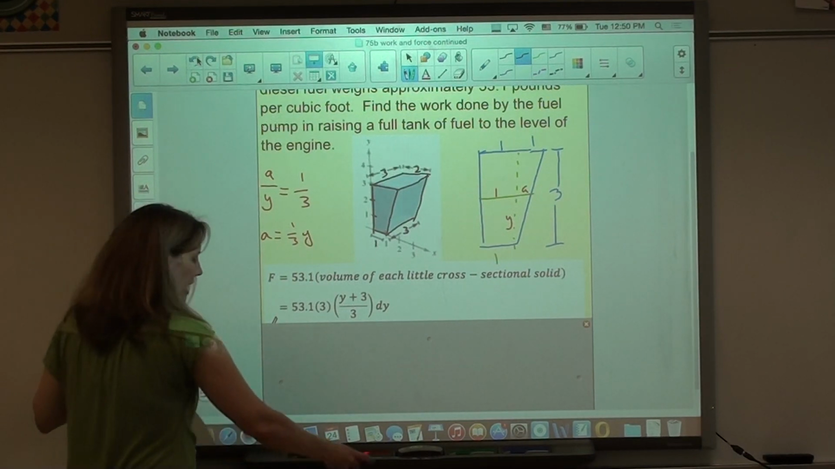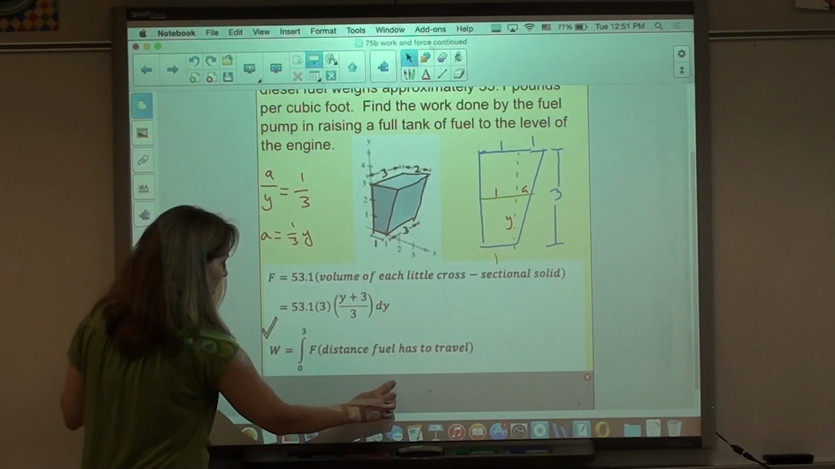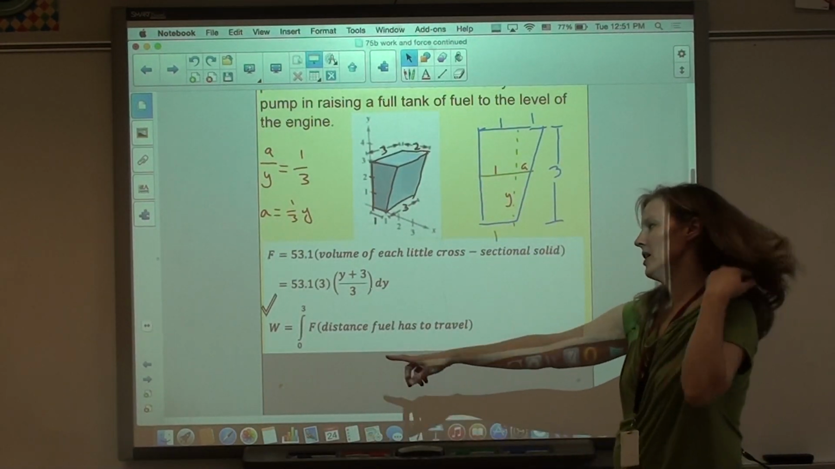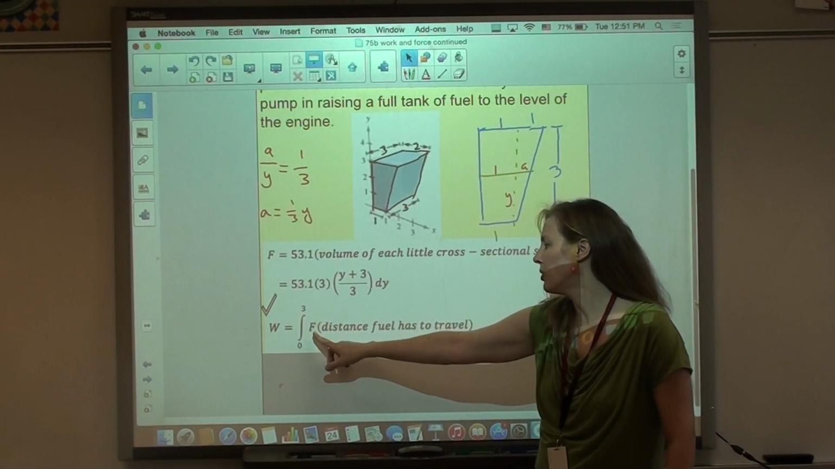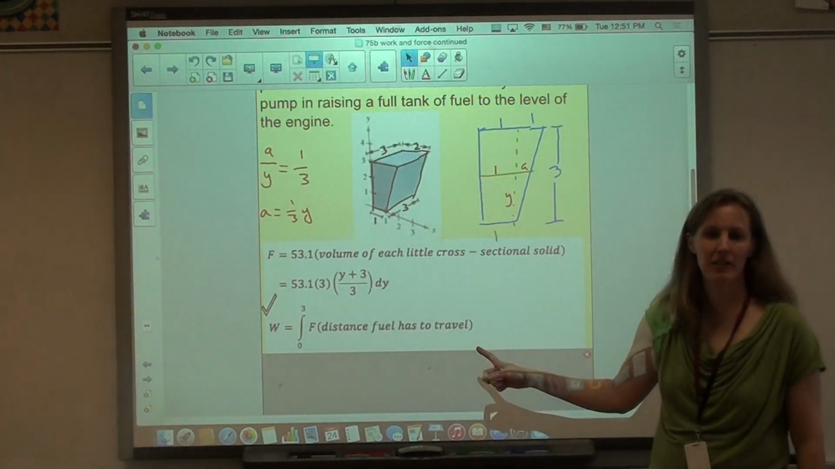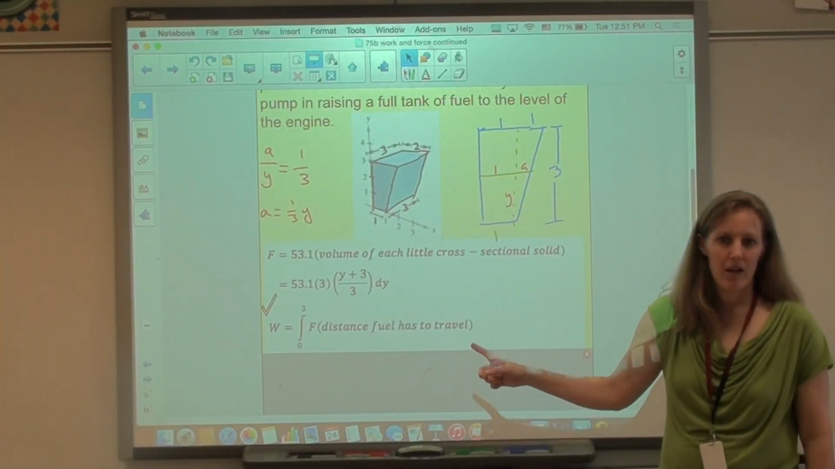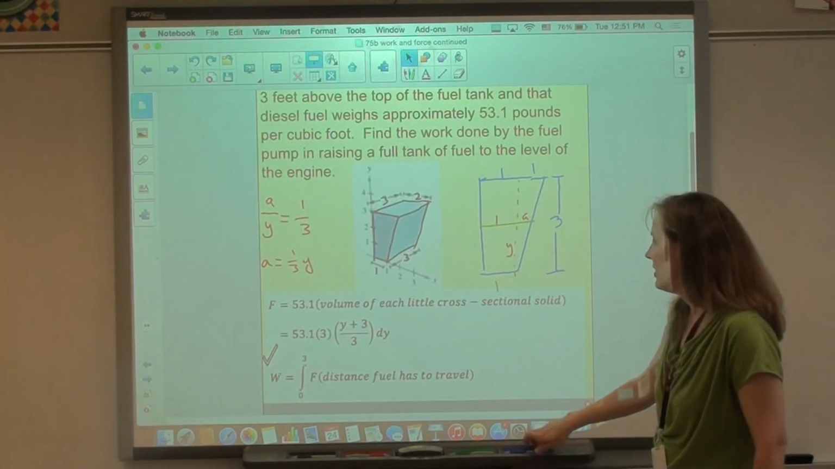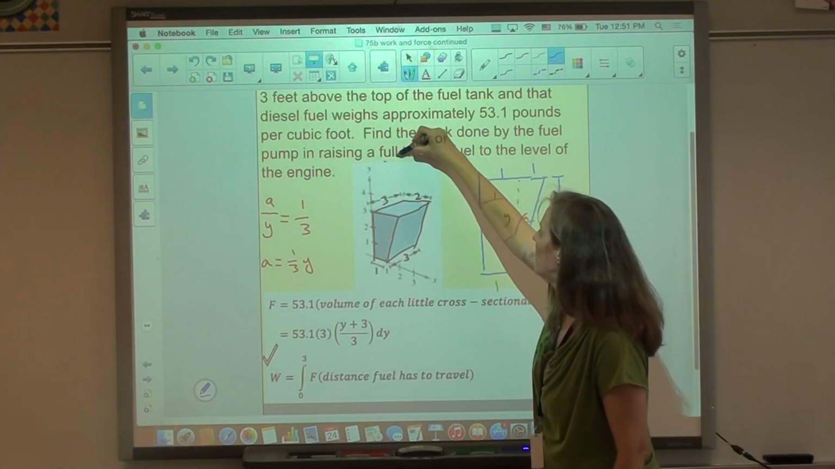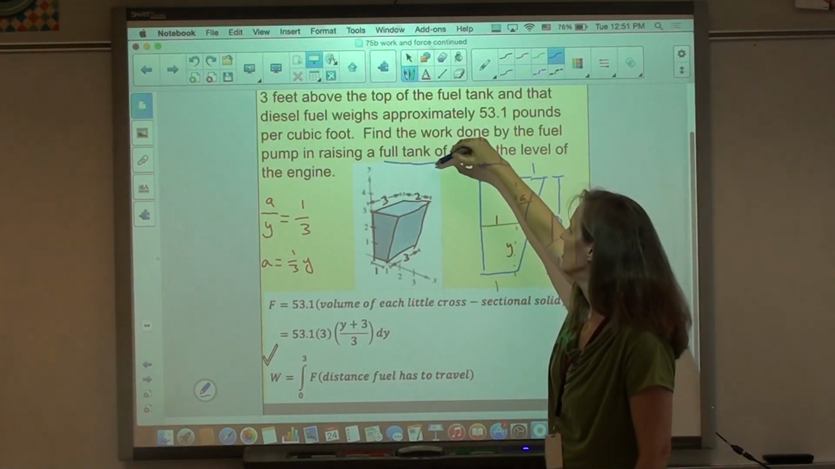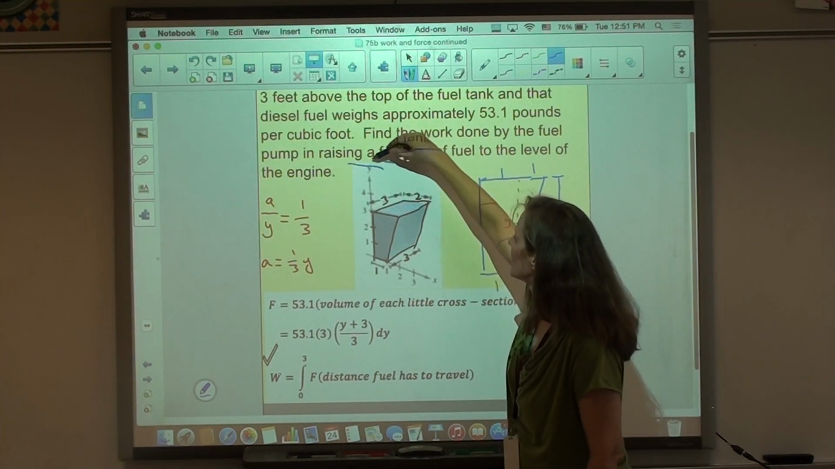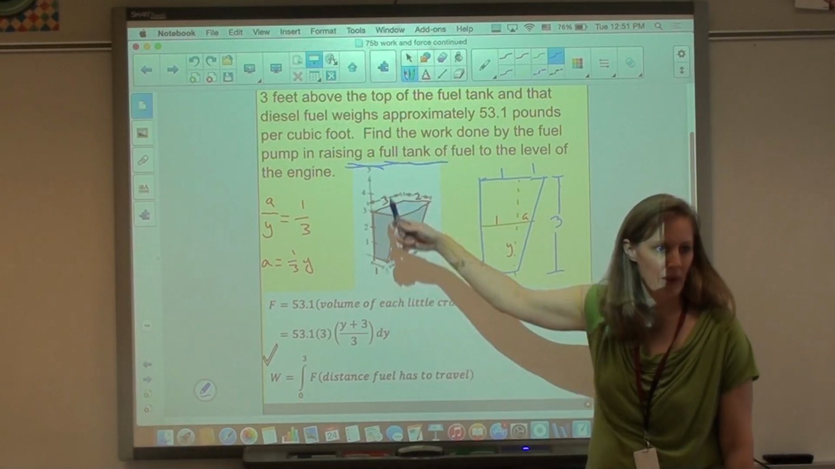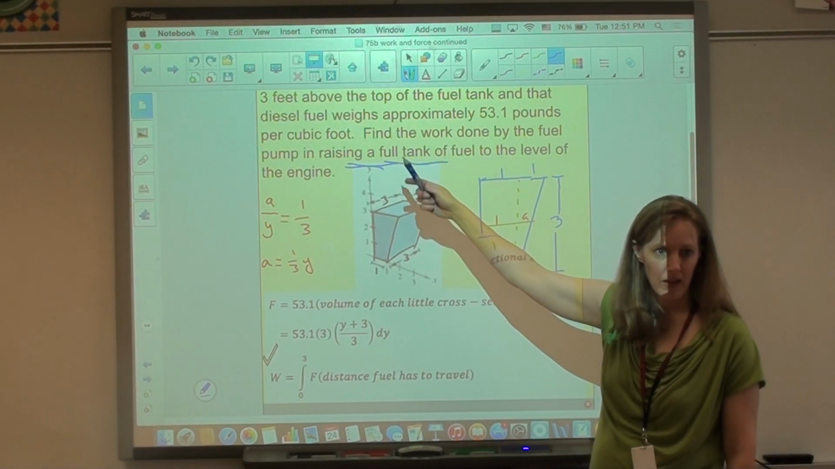Okay, so now we've got that, right? And then here's the integral setup. The integral is the force times the distance the fuel has to travel. We have an engine that is 3 feet above this tank. So we have to go up another 3 feet for that fuel, right?